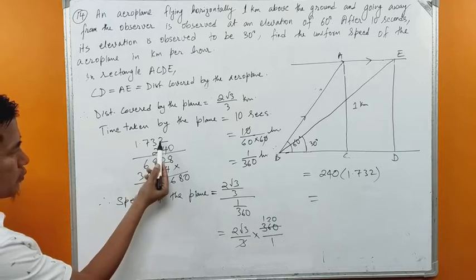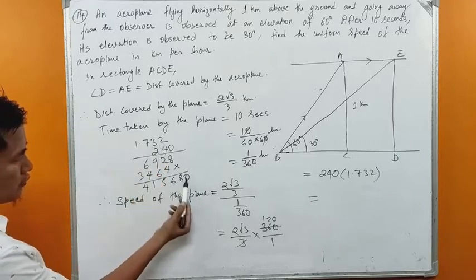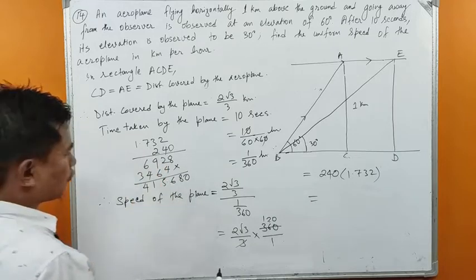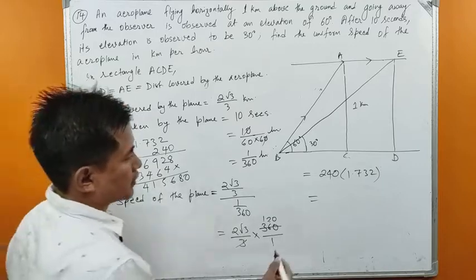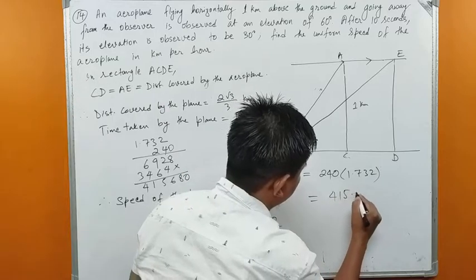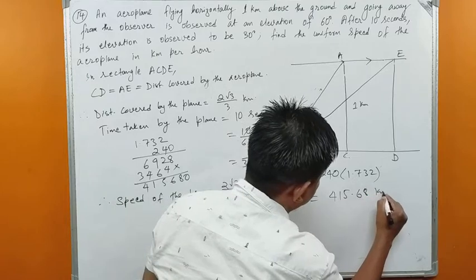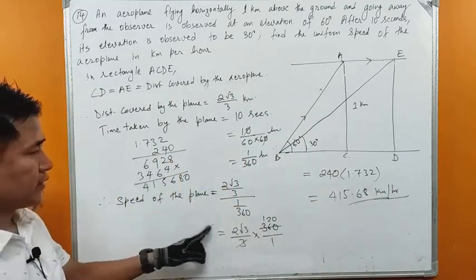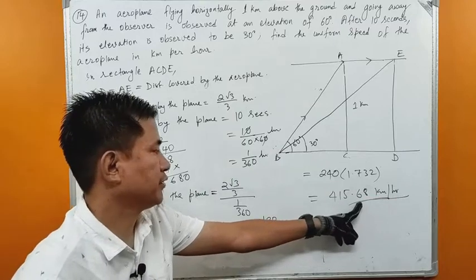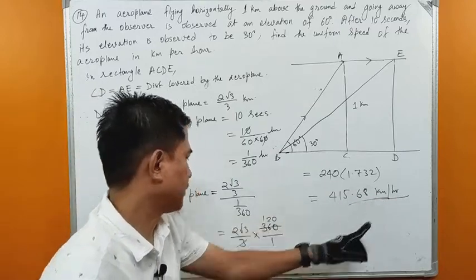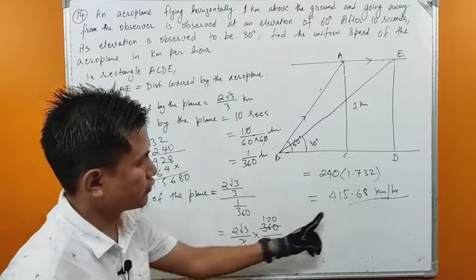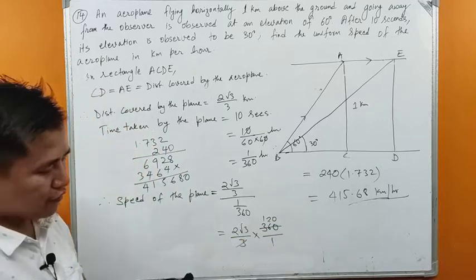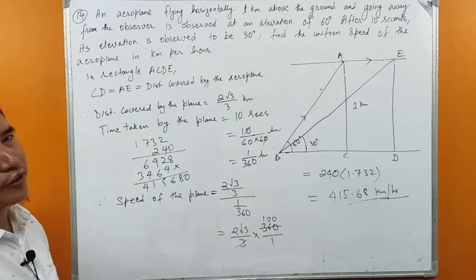Now we put decimal point before 1, 2, 3 digits. So 415.68 kilometer per hour. So speed of the plane is 415.68 kilometer per hour, okay? So when we calculate this, we get this. So we found the speed of the aeroplane which we were asked to find, isn't it?